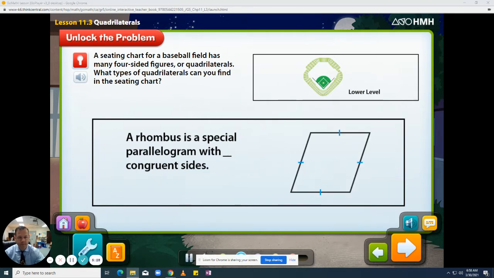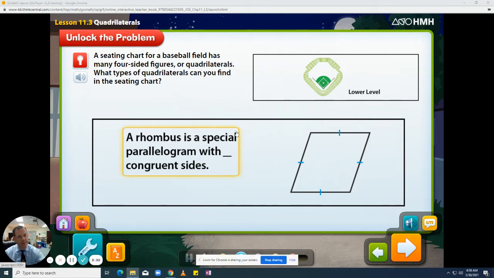Another type of parallelogram is a rhombus. Okay, what is a rhombus? Let's see what that is. I think it's going to be a parallelogram, right? It's a parallelogram. How is it different than a rectangle or a square? It doesn't have any right angles. Look, there's no perfect L's. This is acute, obtuse, acute, obtuse.